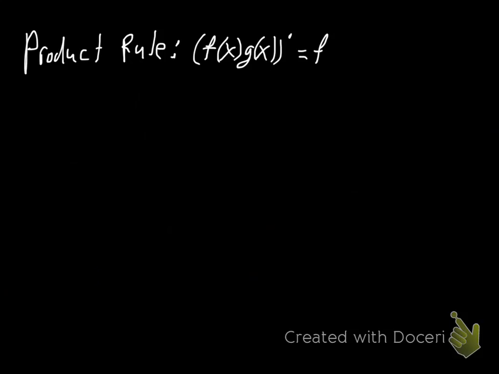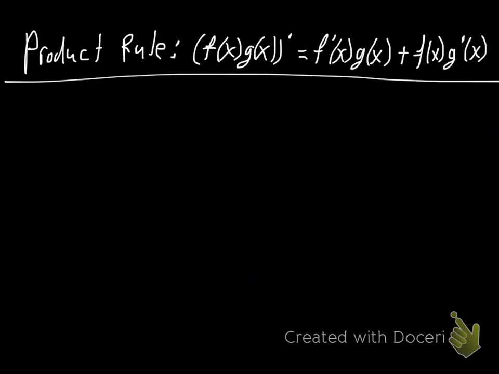So if I take the derivative of a product of differentiable functions, it's going to be f prime of x, g of x, plus f of x, g prime of x. So it's a little bit more complicated, and one way I like to remember it is it's the derivative of the first times the second plus the first times the derivative of the second, and it'll take a little bit of practice and you get the hang of it.